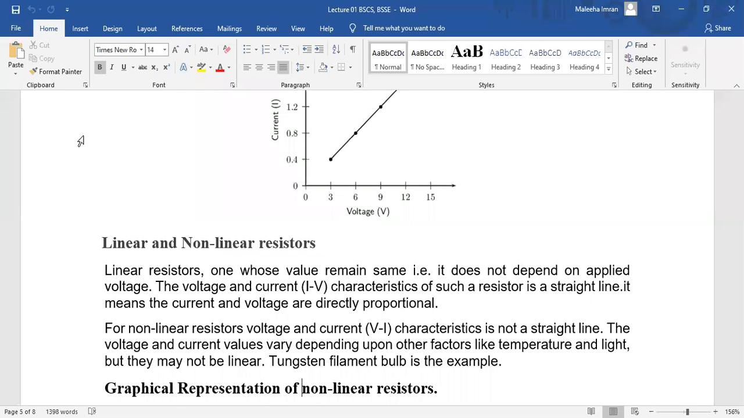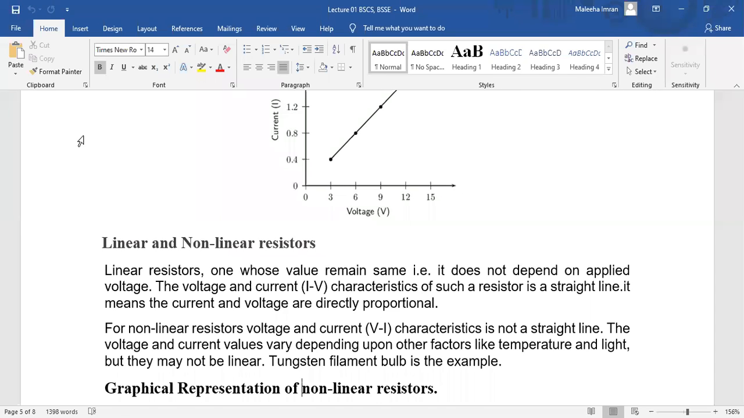Tube light, fluorescent bulb or fluorescent tube lights, is an example of a linear resistor. Because in a fluorescent tube, what you observe is that the temperature of the tube or the bulb doesn't change, whereas in the tungsten filament the temperature changes, so it is non-linear.